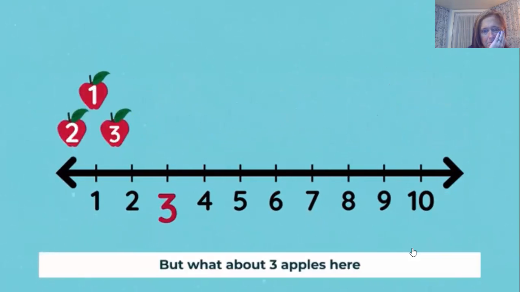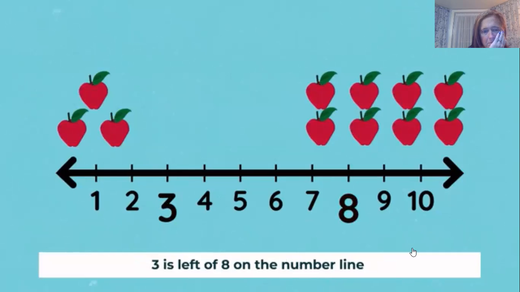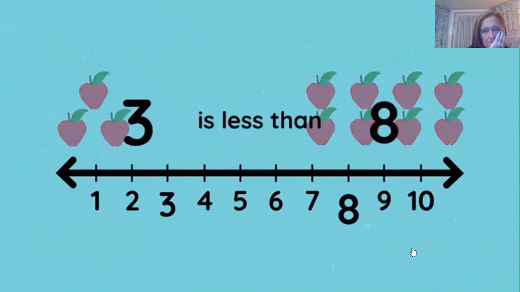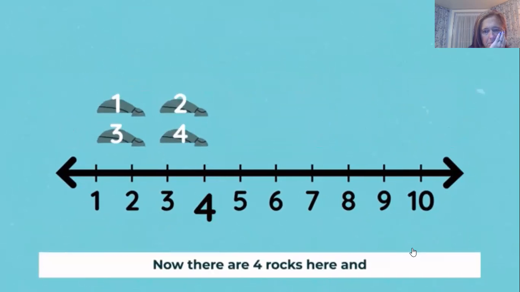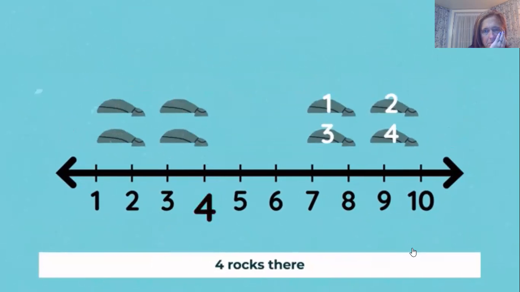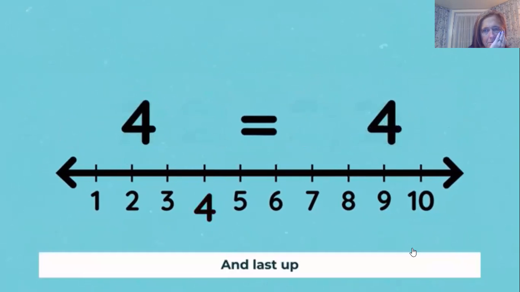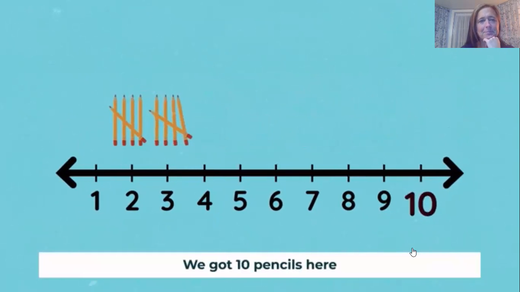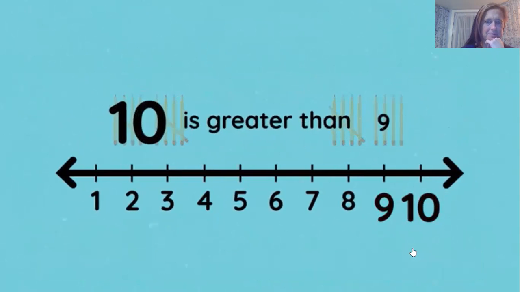But what about 3 apples here and 8 apples there? 3 is left of 8 on the number line, so it's smaller when compared. 3 is less than 8. Now there are 4 rocks here and 4 rocks there. They are the same on the number line, so 4 is equal to 4. And last up we got 10 pencils here, 9 pencils there. So 10 is greater than 9.